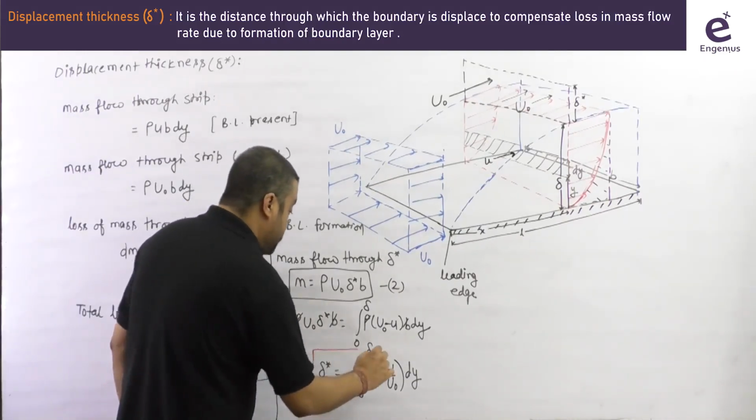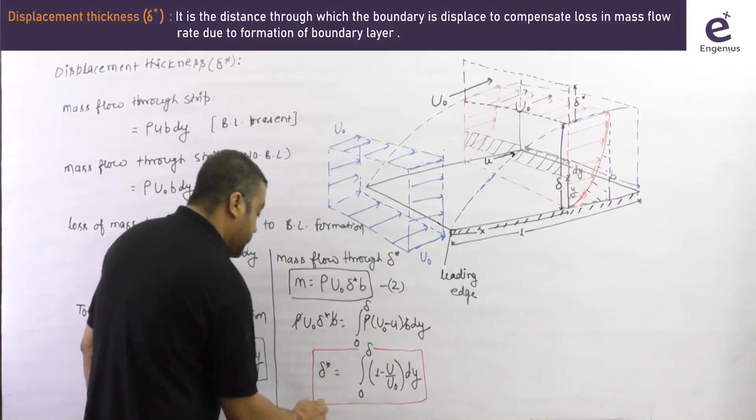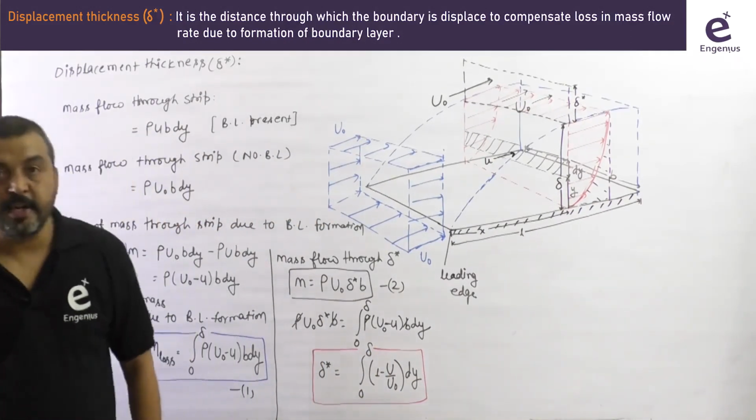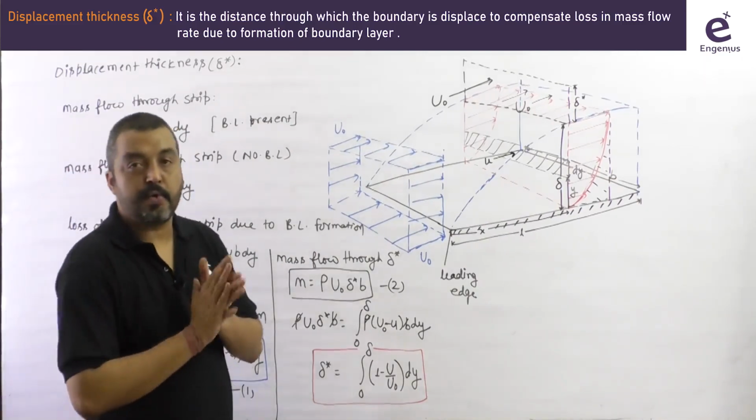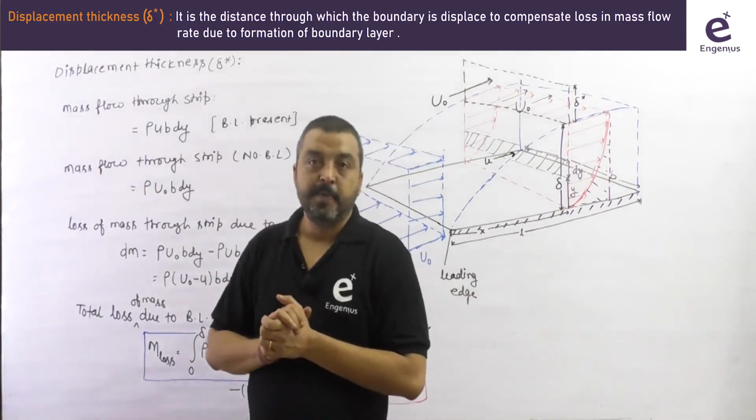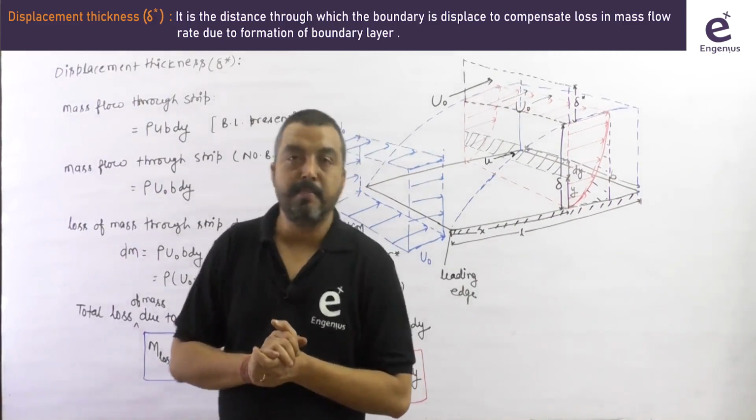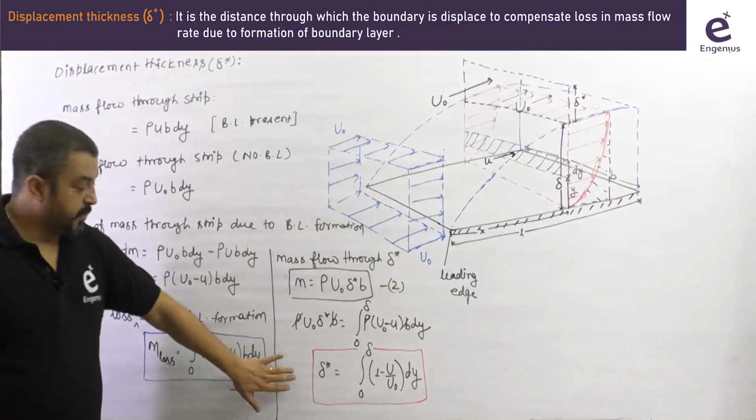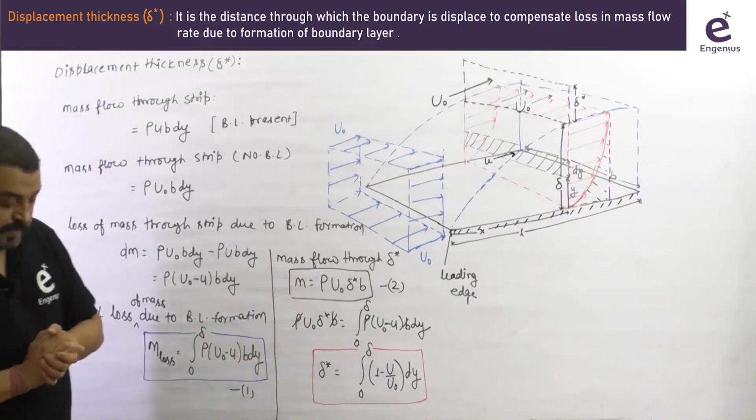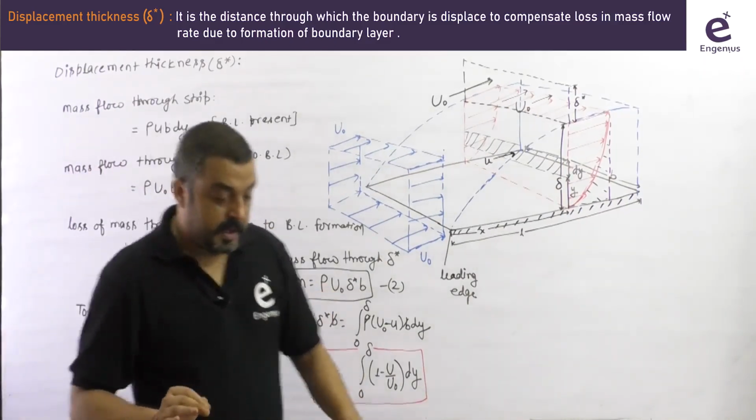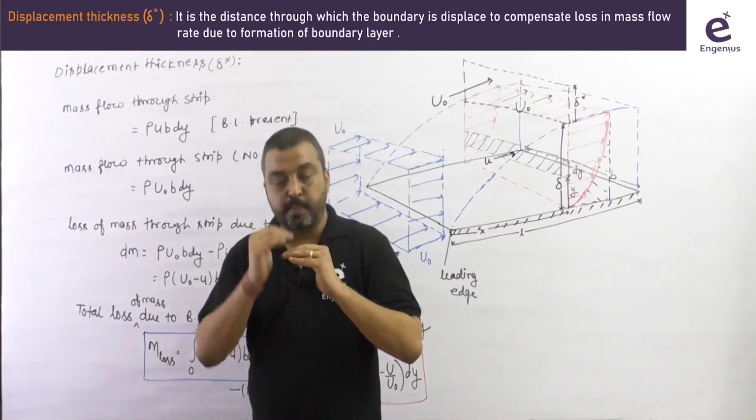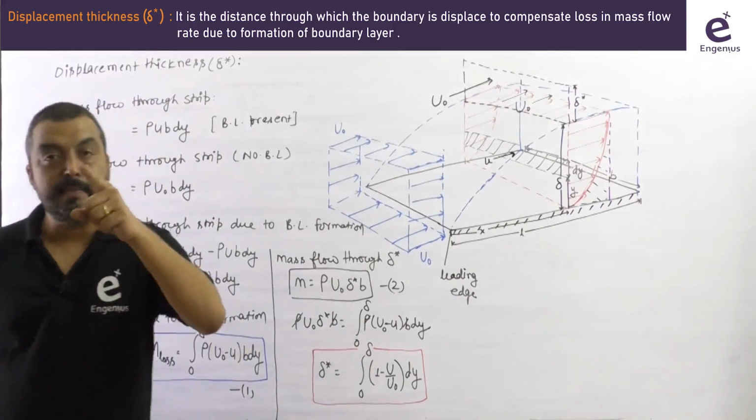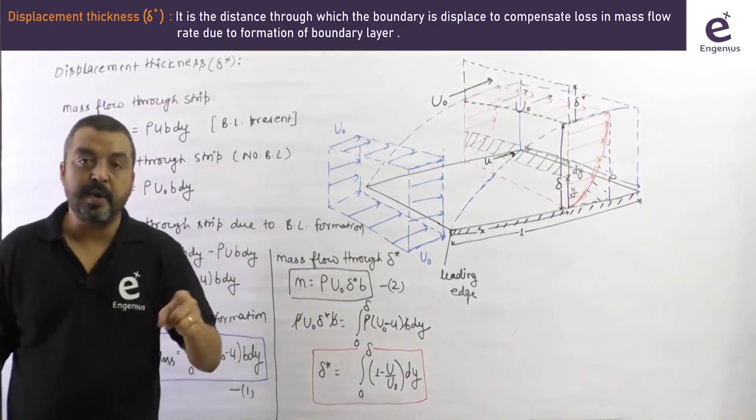So what is the displacement thickness? It is the distance through which the boundary is displaced to compensate the loss in mass due to boundary layer formation. Delta star is simply the distance through which we displace the boundary, we choose an extra boundary, to compensate the loss in mass flow due to the boundary layer formation.